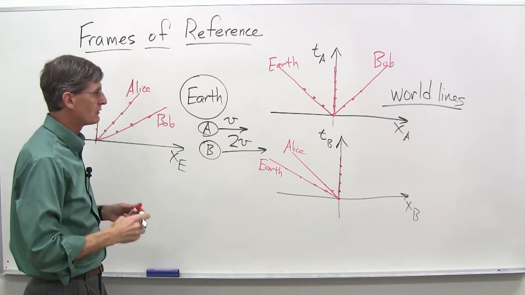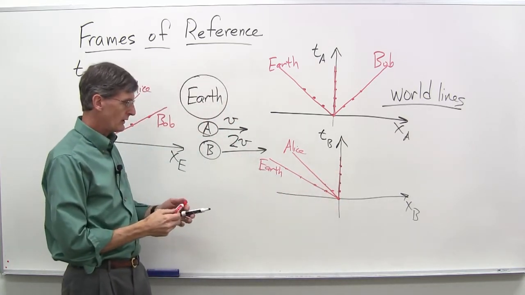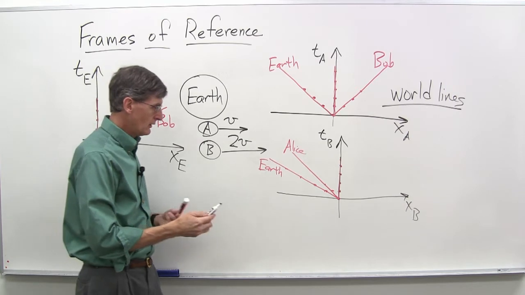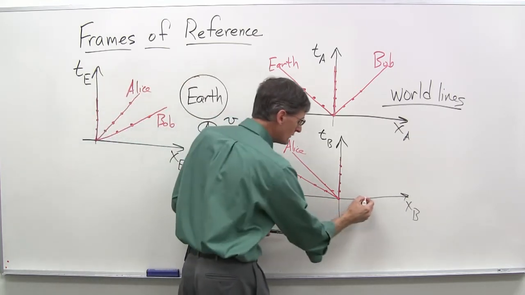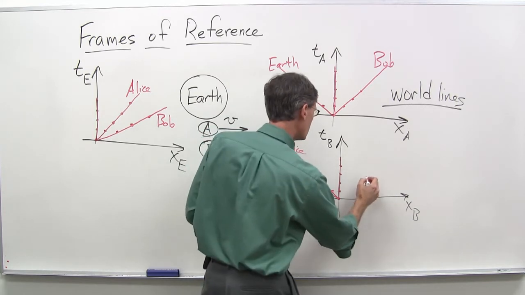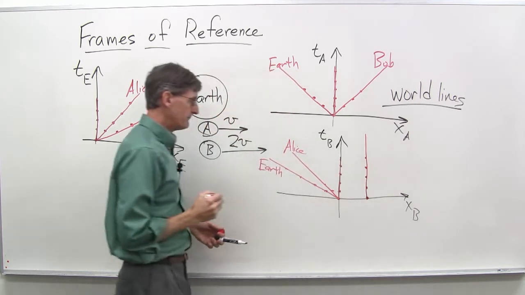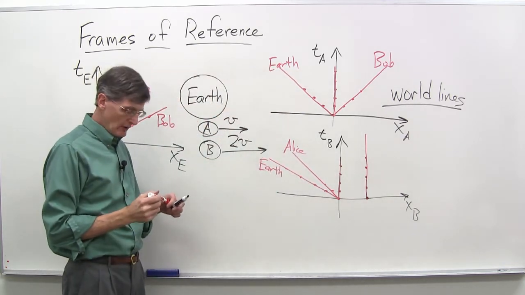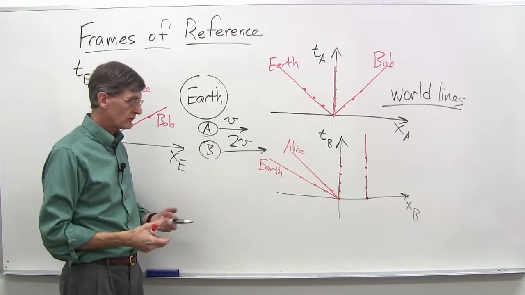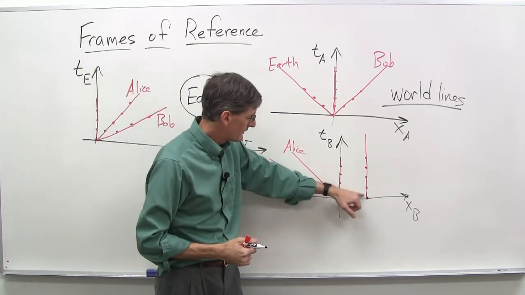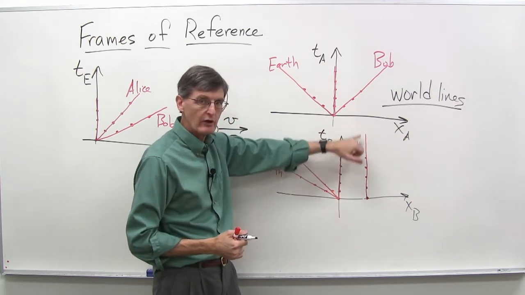Anytime you have a vertical line, let's say I plotted something. Let's use Bob's diagram down here. So if Bob did a plot of some event and it looked like this, like that, that is the world line of an object in Bob's frame of reference that does not move. Because look at this. At every given time, it's at the same position. So a vertical line represents something that is not moving.